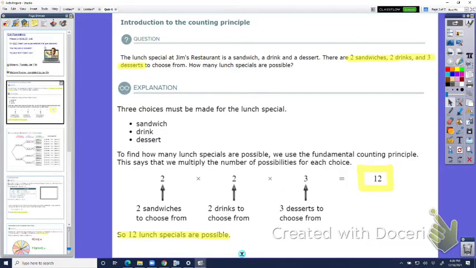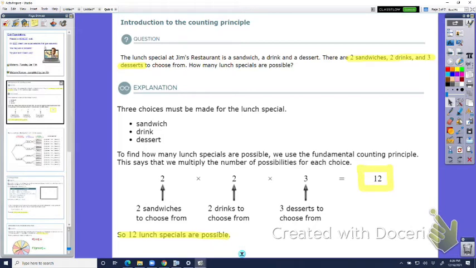So with that said, let's jump into the quiz review types of questions you're going to see on quiz number 6. And this will be the last quiz for quarter 2. So it's all on probability. The first 2 questions are on the counting principle. The lunch special at Jim's restaurant is a sandwich, drink, and a dessert. There are 2 sandwiches, 2 drinks, and 3 desserts to choose from. How many lunch specials are possible?